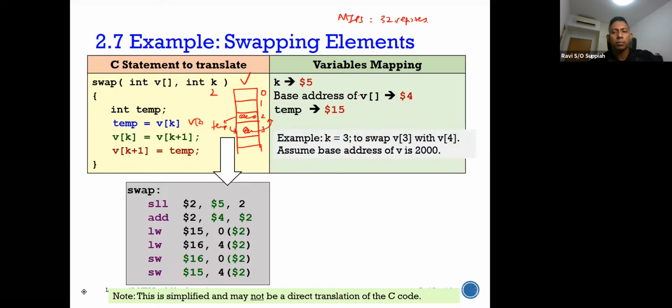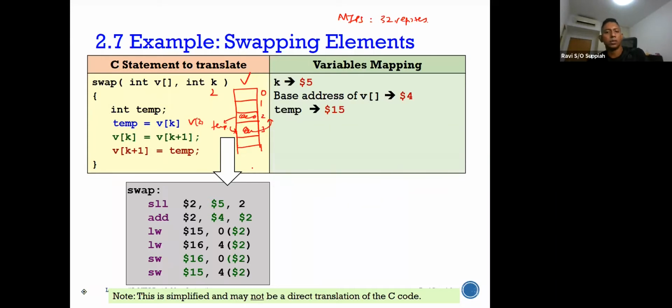In this example, let's look at this translation here and try to understand what is happening. Again, what we are trying to show you is just one possible way this C code can be translated into MIPS instructions. It may not be the way that the actual compiler does it, and it could vary, but as long as you understand that the logic has to be implemented correctly, then it's fine.